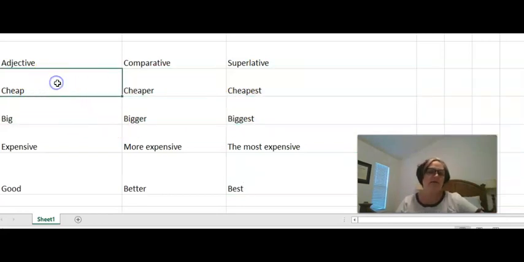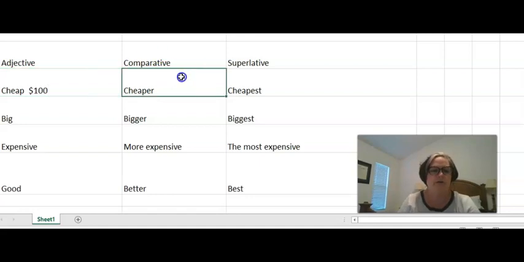Okay, so let's look at cheaper right up here. So let's say you had a chair that was, I don't know, $100. What would be cheaper? That's if you had another chair.